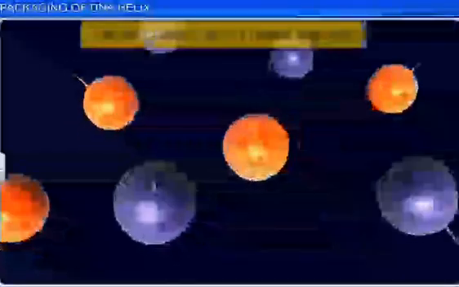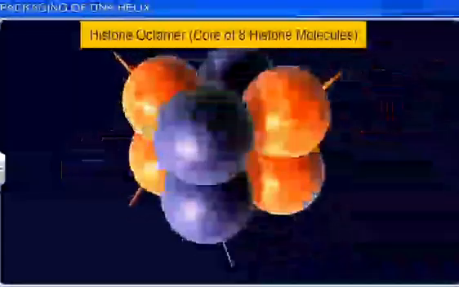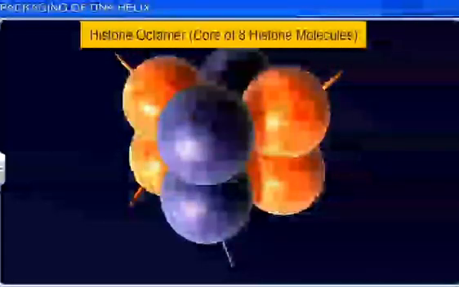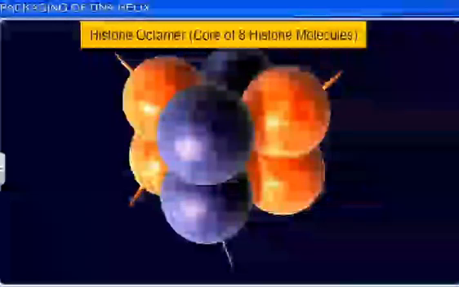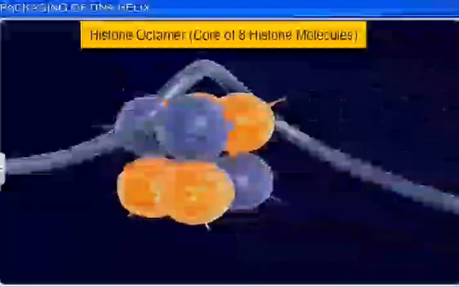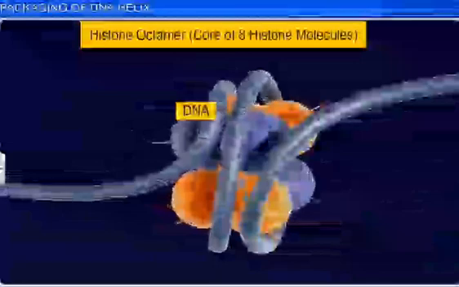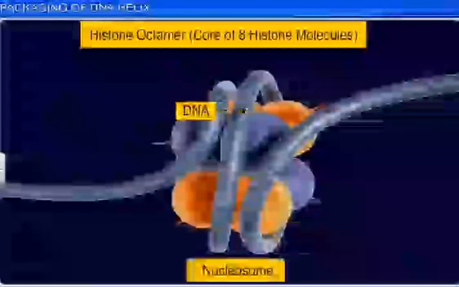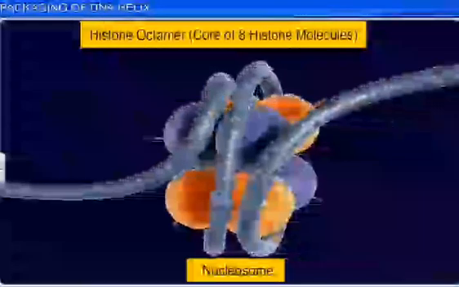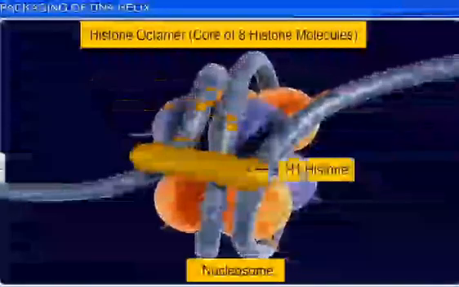Furthermore, the histones are arranged to form a unit of 8 molecules known as the histone octamer. Now around the positively charged octamer, a negatively charged DNA molecule is wrapped to form a structure known as the nucleosome, which is held in place by the H1 histone.